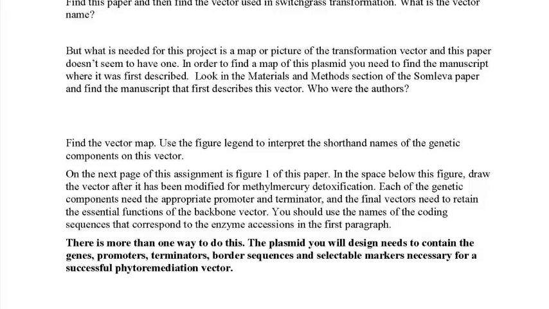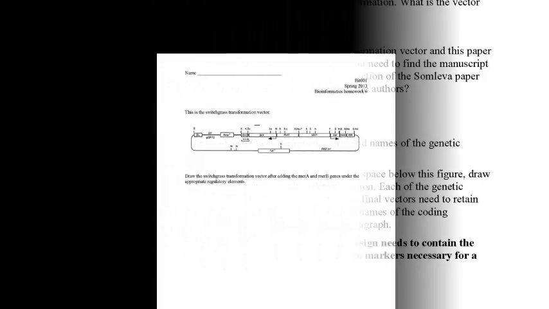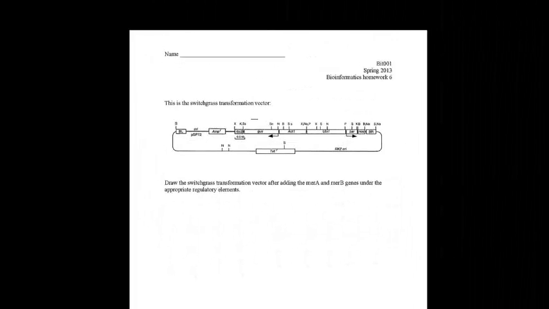Eventually you'll find a paper by Tingay et al. Look carefully at Figure 1 and use the legend to understand the descriptors on the vector map. In order to complete this assignment, you need to understand what the various genetic components of this map are. This vector is also shown on the next page of the assignment, but without the legend.